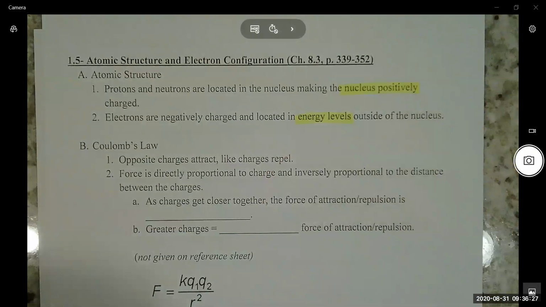So when we talk about electron configuration today, we're going to talk about where those electrons are, what energy levels they're in, and how they're arranged in the atom. The reason that's important is that it's going to help us when we talk about chemical bonding, because other properties of elements have to do with their arrangement of electrons. That's why we need to make sure we understand this.